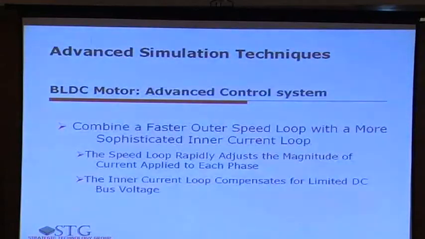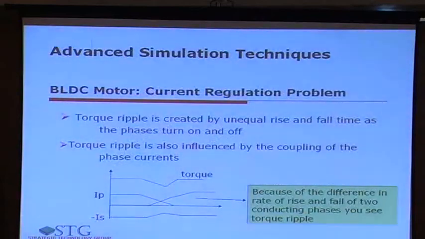I want to make one more point here. In this particular control, we have seen that your torque actually has a ripple. That ripple happens because of the transitions, right? And this ripple becomes worse if these transitions happen in unequal times, and that of course depends on the variability of inductance values plus your switching times.